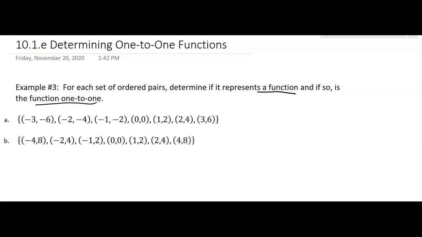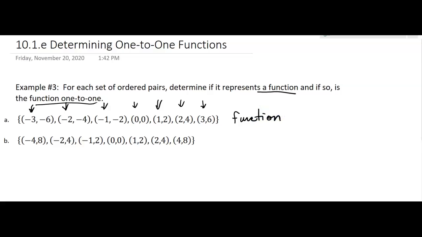I check to see if it's a function. So I'm looking at the inputs, the x values. Are they all different? Yep: -3, -2, -1, 0, 1, 2, 3. So yes, this is a function.